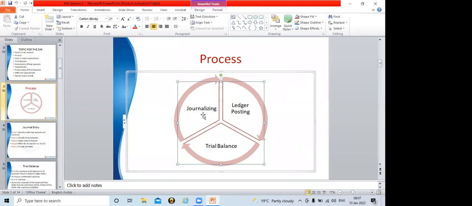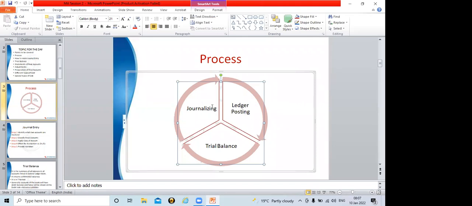So it starts from journalizing, journal entry, journal. So this is number 1. And then as the arrow moves, once you complete journal entry, then ledger posting.